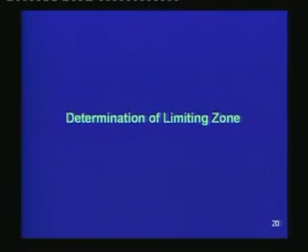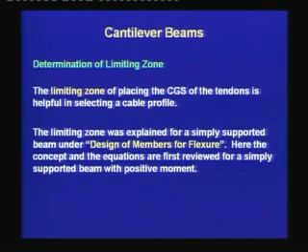Next, we are moving on to the determination of the limiting zone, which is done after the analysis of the beam. The limiting zone of placing the CGS of the tendons is helpful in selecting a cable profile. I said earlier that once the analysis of a cantilever is performed, the sectional analysis or design is very similar to the simply supported beam. But the difference is, since the moment has different signs and the sign of the moment can change based on the location in the beam, selecting an appropriate cable profile is important in the design of a cantilever beam.